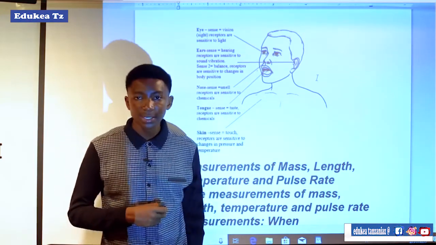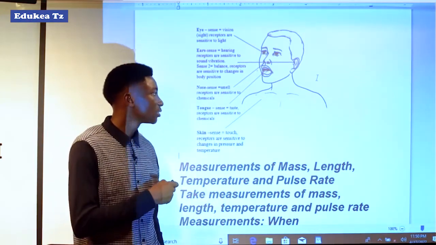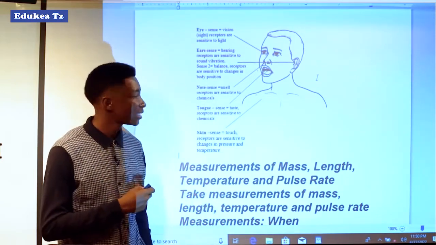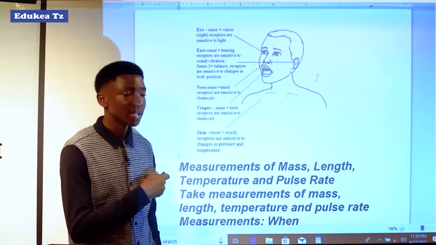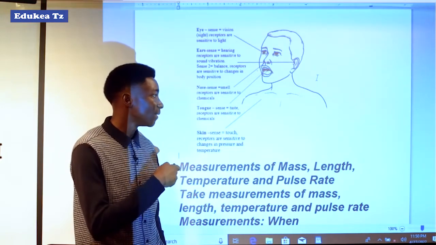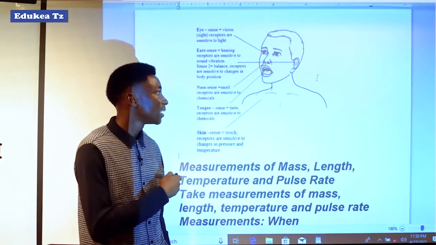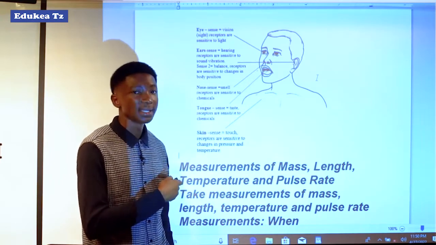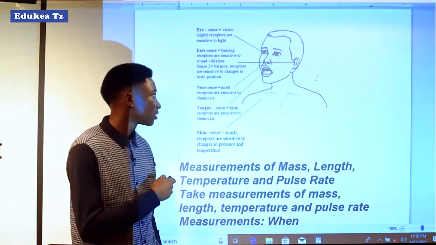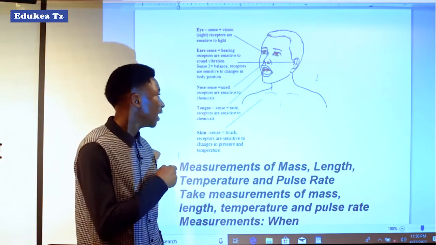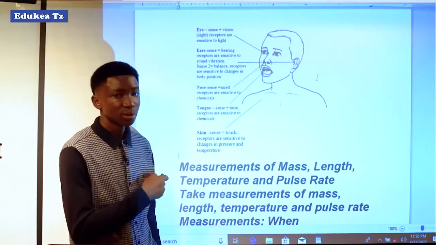So once again, the tongue is used to taste the food, or to taste anything which can be eaten or drunk. So that is the use of the tongue.